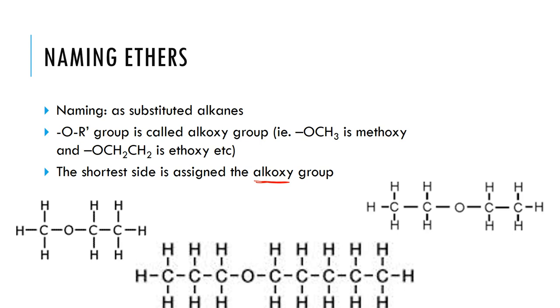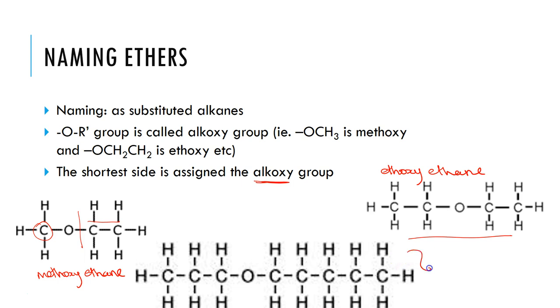So if you have a look here, in this 3-carbon ether, our shortest chain is 1 carbon, so this is going to be methoxyethane. This is because we have the single carbon and the oxygen giving us the meth prefix, so it's methoxy, and then the rest of the carbon chain is longer, so that gets ethane. If we have a look at this one over on the right, both sides are equal, but it doesn't really matter. We get ethoxy and ethane. In this case, both of them are the same size.